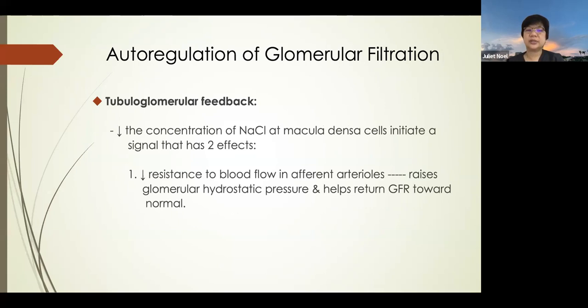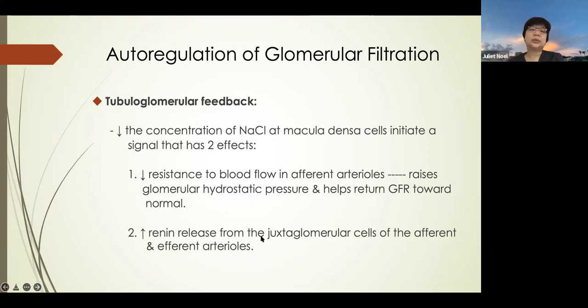So there will be decreased resistance to blood flow in the afferent, which causes vasodilatation. This will raise the glomerular hydrostatic pressure and helps return the GFR towards normal or near normal. The other one, it will increase renin release from the juxtaglomerular cells of the afferent and efferent arterioles.